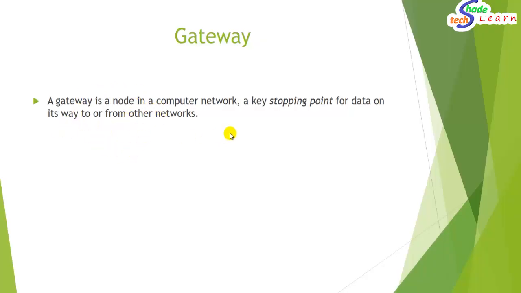So let's say you have a computer and you have a router, and you click some website, let's say www.facebook.com. Whenever you hit www.facebook.com, the request will go to your router, and the router in turn will redirect it through the network. So your router can basically act as a gateway.